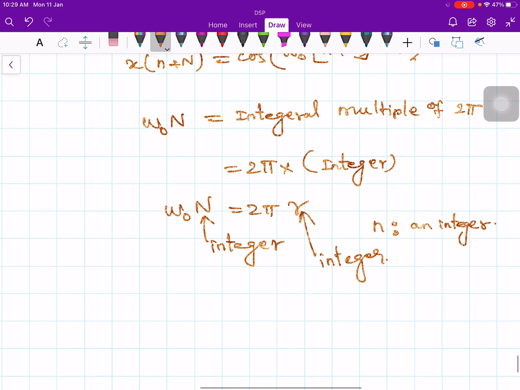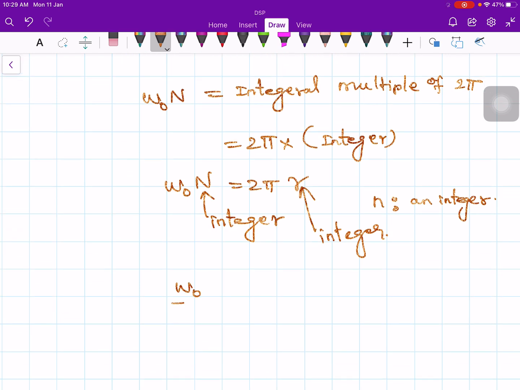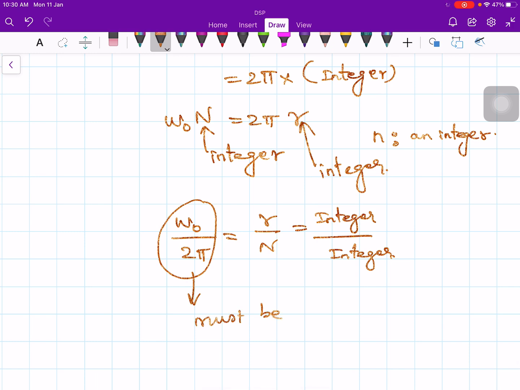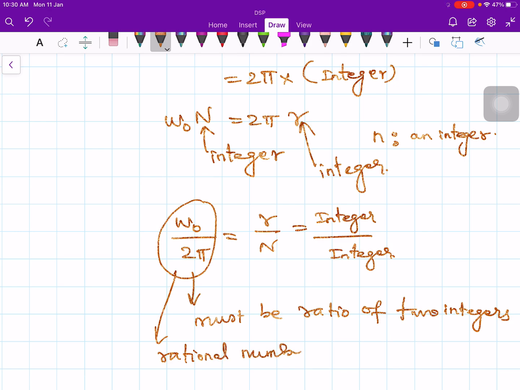That means what? In other words, omega naught divided by 2 pi must be equal to r by N. The numerator is an integer, the denominator is also an integer. That means what? Omega by 2 pi must be a ratio of two integers, or it should be a rational number. It must be a rational number, otherwise it is not periodic.